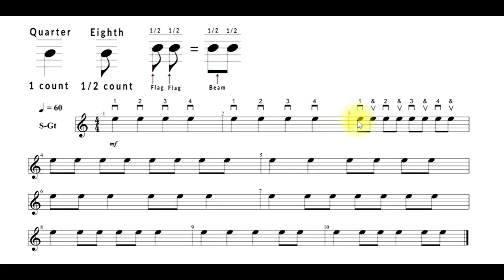An eighth note is a half of a count. So there's a half, there's a half, there's a half, there's a half, there's a half, there's a half, there's a half, and there's a half. Add them all up, it equals 4 counts.